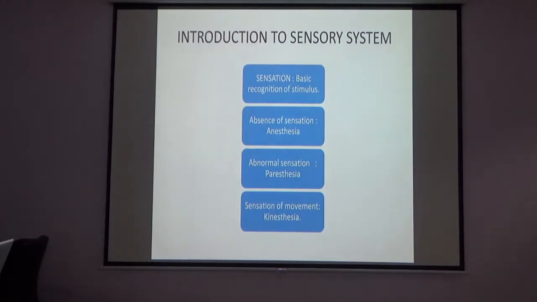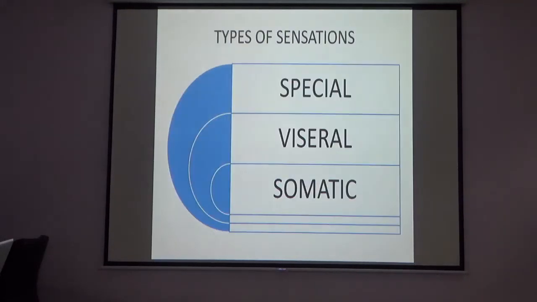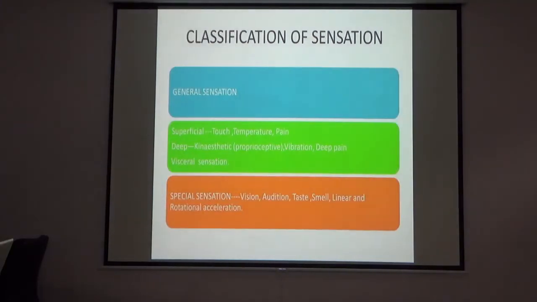First, sensation, that is basic recognition of stimulus. Then absence of sensation is called anesthesia. Abnormal sensation is called paresthesia. And sensation of movement is kinesthesia. Then the types of sensations we talked about: special, visceral and somatic. And then the classification of sensation, that is general sensation and special sensation.